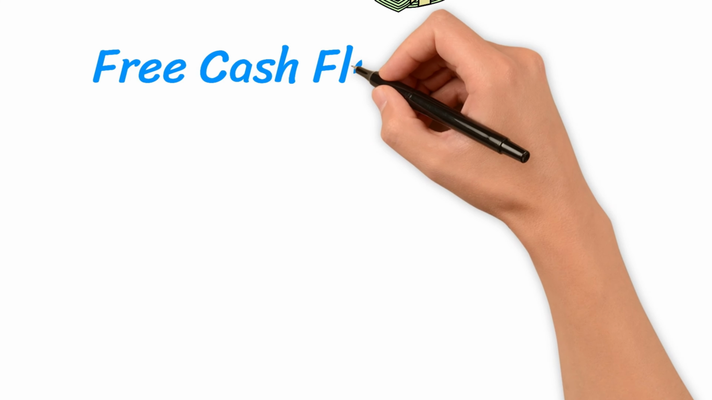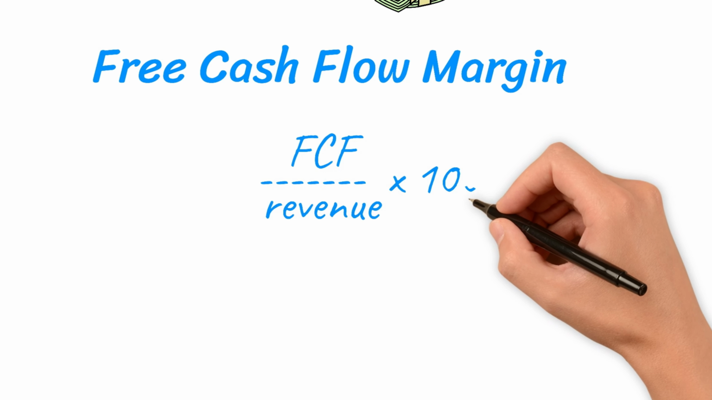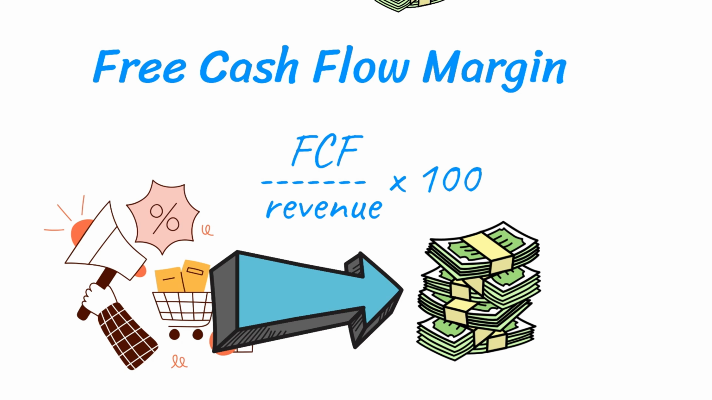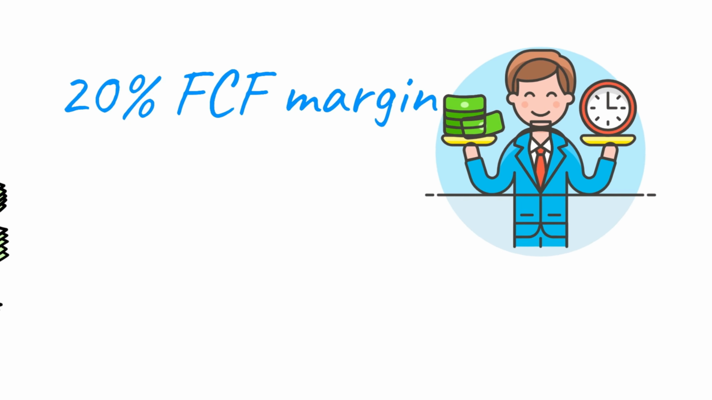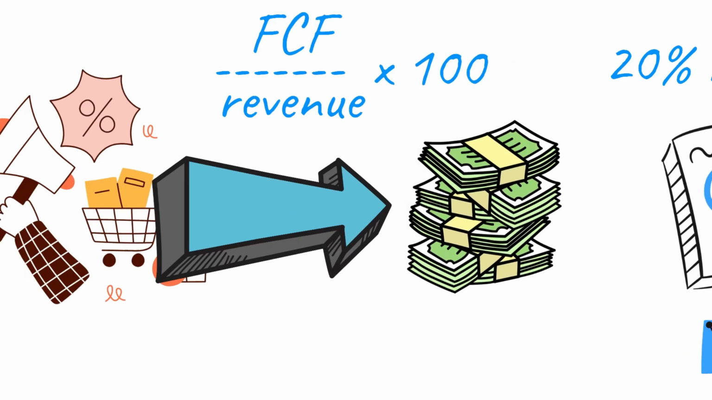Free cash flow margin is FCF as a percentage of revenue. It tells you out of every dollar of sales how much actually becomes free cash. A company with 20% FCF margin is genuinely capital efficient. Compare this across years to see whether the business is becoming more or less efficient at converting revenue into real cash.